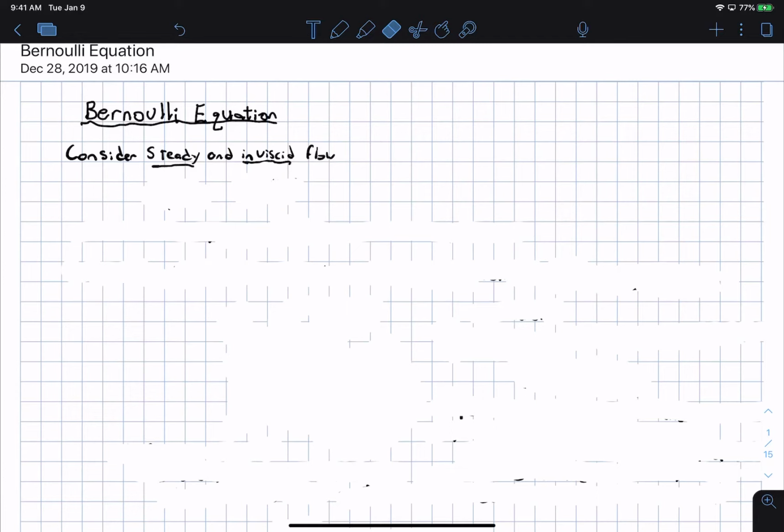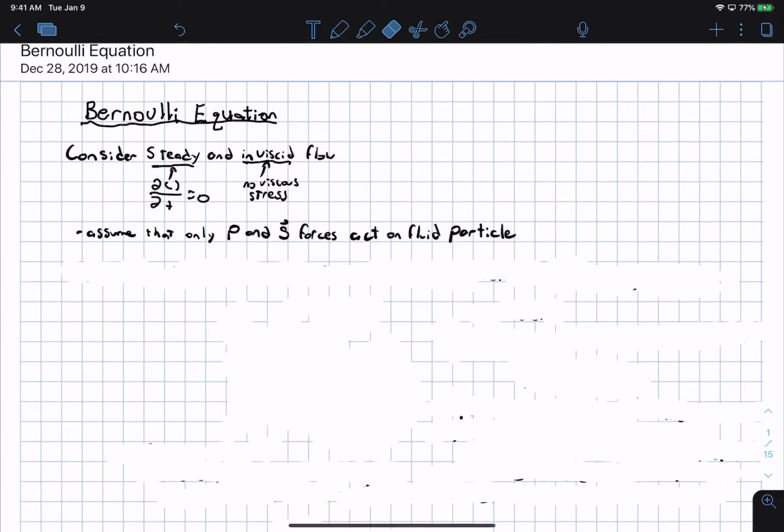So the first thing we're going to assume is steady and inviscid flow. Recall that steady flow means that it's not changing with time, so the partial derivative in time of any variable, pressure, temperature, velocity vector, density, etc., is zero. And inviscid simply means that there are no viscous stresses. So essentially we can assume that there are only pressure and gravitational forces, i.e. weight, acting on a fluid particle or element.